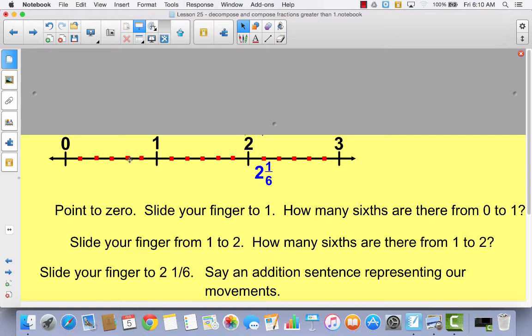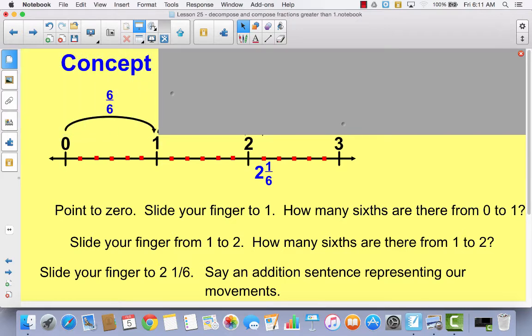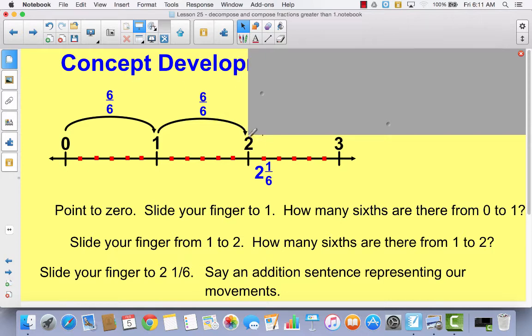All right, so if I'm going from 0 to 1, how many sixes are there? There would be 6 sixes. And if I went from 1 to 2, how many sixes would there be? There would be 6 more. And then if I went from 2 to 2 and 1/6, that would be 1/6. So this is how you would illustrate a mixed number as an improper fraction on a number line.